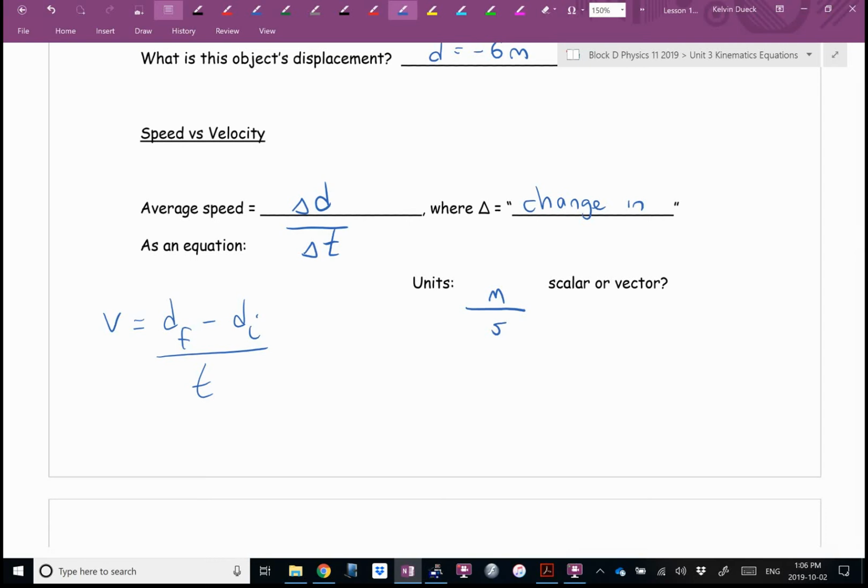Last question, folks. Speed. Scalar or vector? Scalar. Okay.